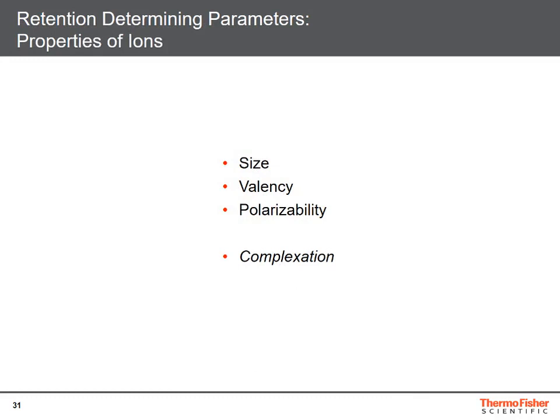When we discuss the properties of cations that determine retention, we have to discuss the same kind of parameters as in anion exchange chromatography, namely the size, the valency, and the polarizability of cations. However, in cation exchange chromatography there's one more parameter called complexation, and this is always discussed whenever the functional groups of a cation exchanger are not sulfonate groups, but neighboring carboxyl groups. In this particular situation, we would observe complexation of divalent cations.